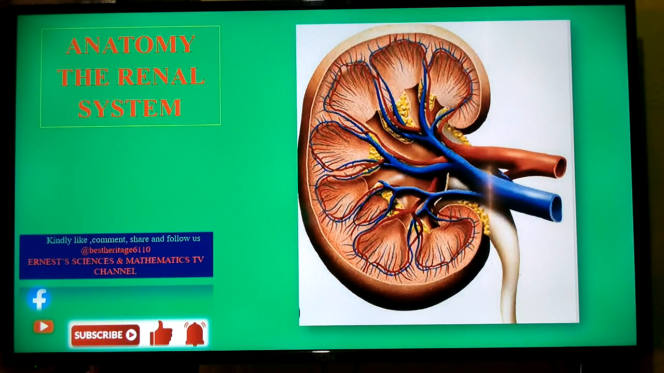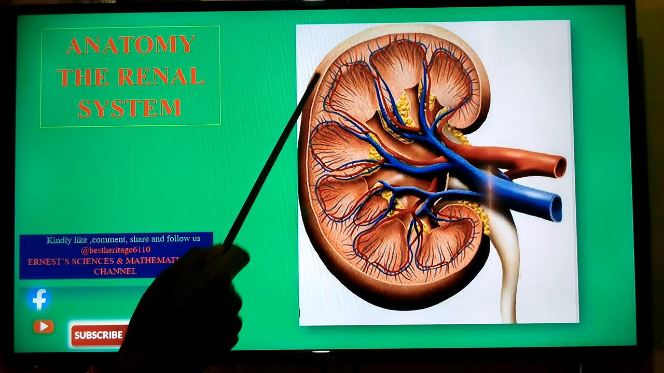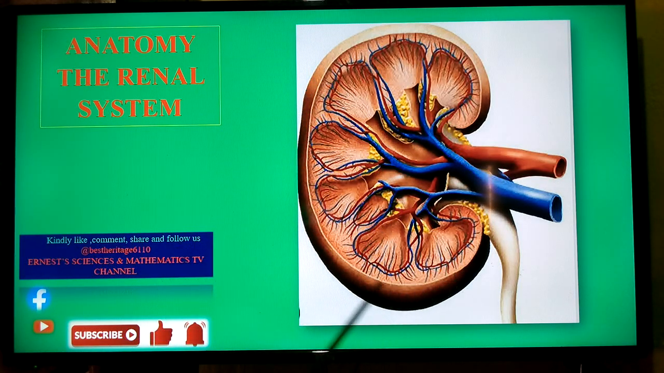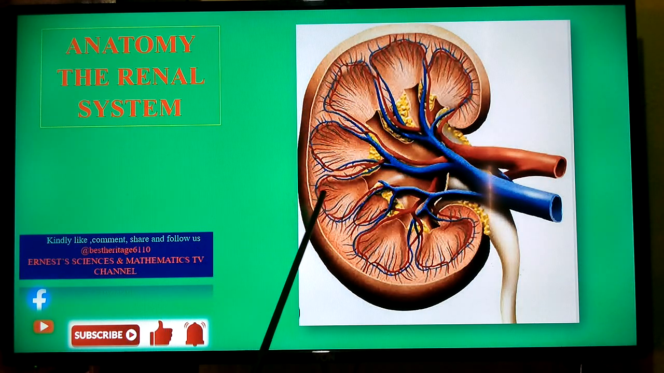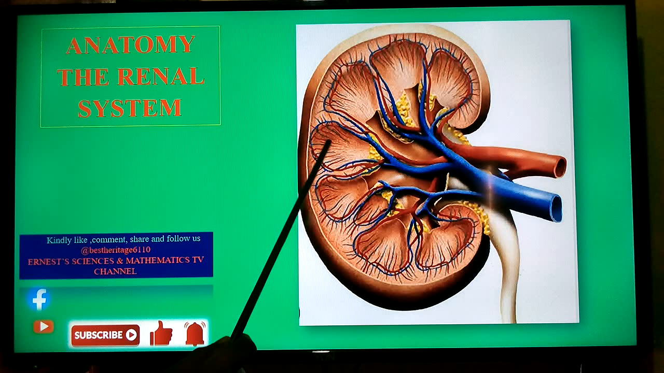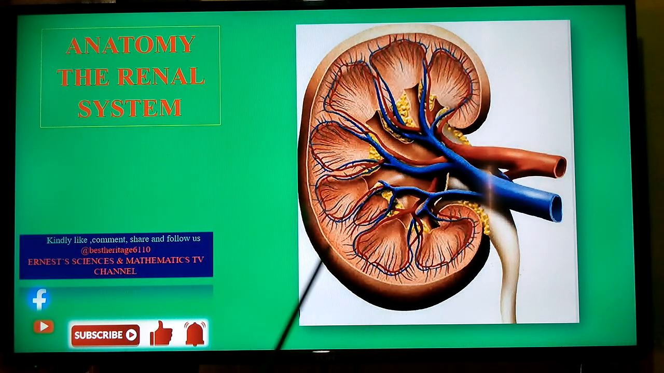Now, if we try to look at this, I'm going to show other illustrations which contain labels, but in this case, we can see that this darker region being illustrated here is referred to as the cortex, which is placed on the inner convex surface of this particular section, which forms the outer section of the kidney.